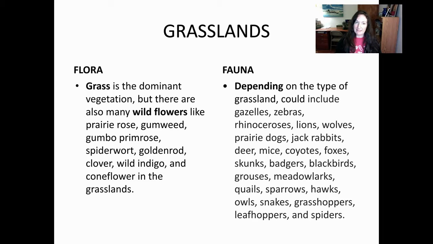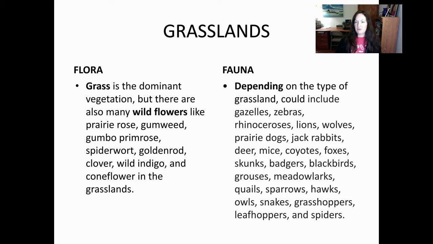So in grasslands, grass obviously is the dominant vegetation. You have very tall grasses, not like the grass that we have in our yards. And then there's also wildflowers. So think of prairies in the Midwest. You see a lot of different wildflowers, different varieties.